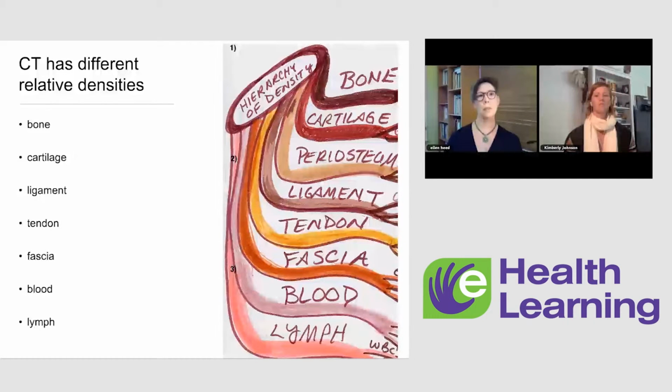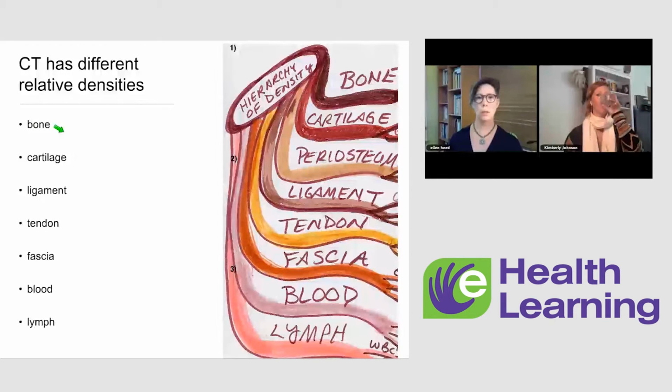So the next slide is a setup of a concept that different connective tissues have different densities. This is a classical connective tissue definition that you would learn in any anatomy course. All of these tissues are considered to be connective tissue: the bone, the cartilage, ligaments, tendons, fascia, blood, and lymph. What's left out of here is the periosteum. For anyone who doesn't know, the periosteum is a kind of skin around the bone.